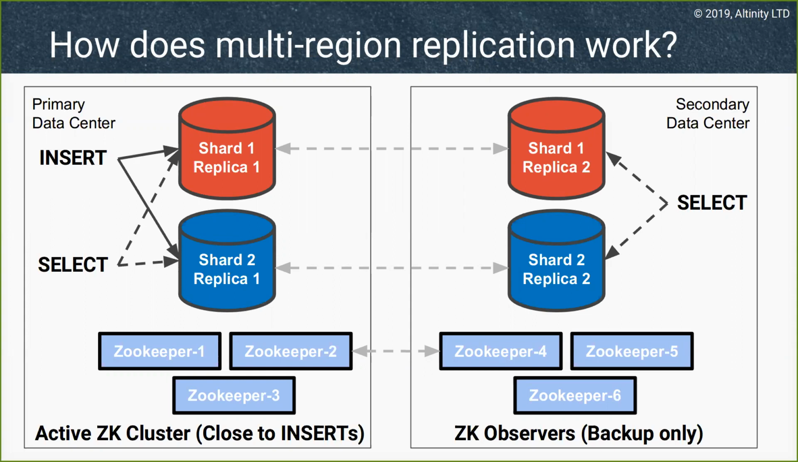And then if you lose the first data center, you can just go ahead and change your configuration files, both for ZooKeeper to bring them up as active nodes, and also for the ClickHouses to point to them. So this is a pattern that people use. There are other ways to do it, but this is a common one.